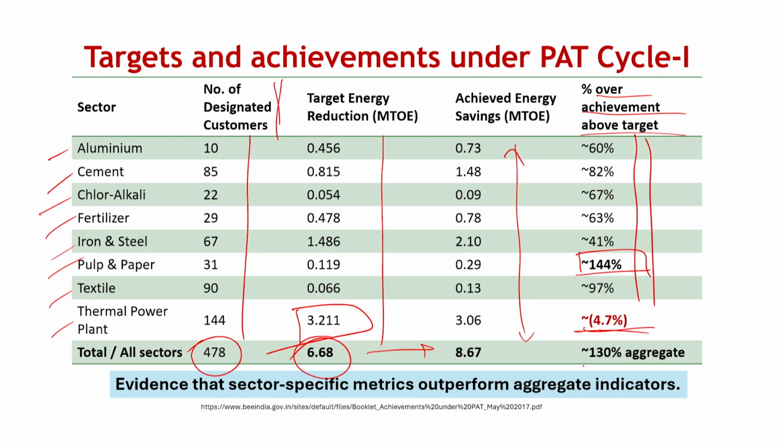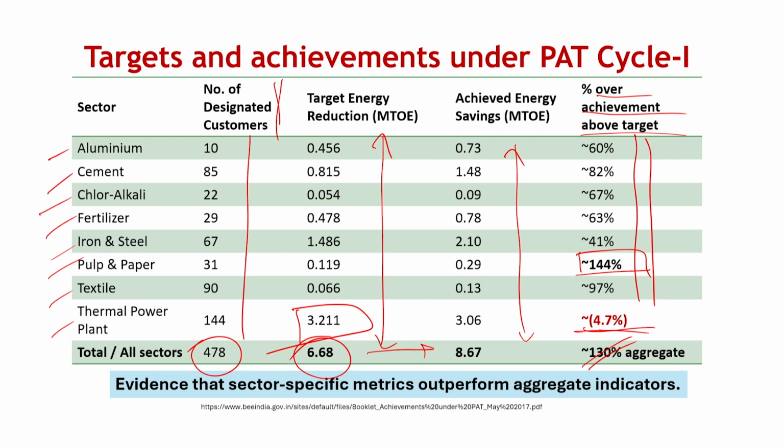I think this number is slightly wrong. I'll correct this number, but overall what you can see is that India did better than the target given to it by industries. However, as you can see, across industries there were variations in the achievement against the given target, but India did overall okay.